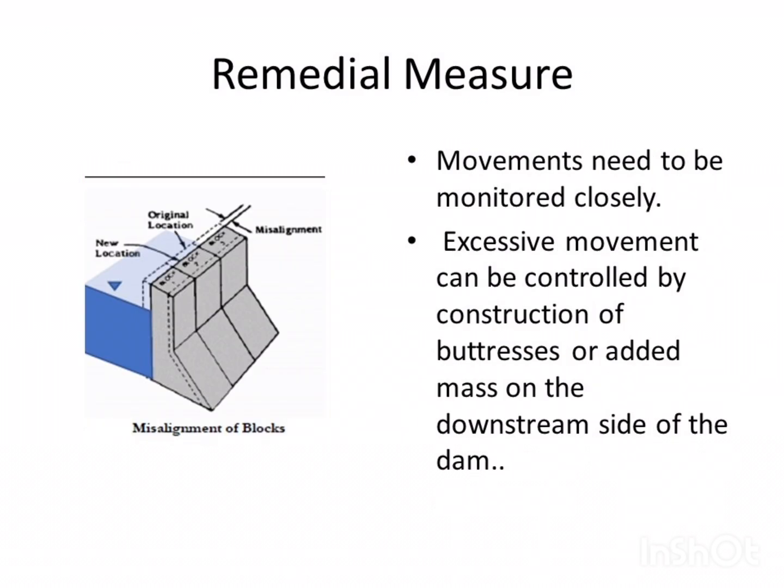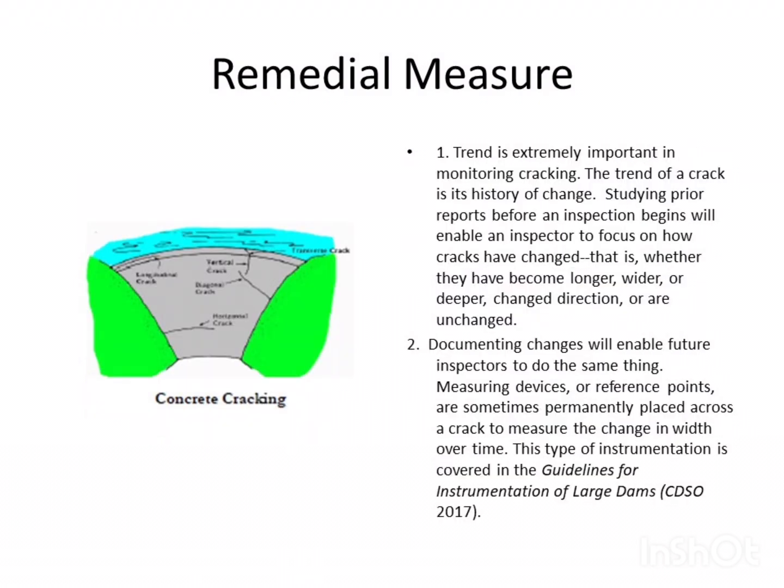Remedial measures. Movements need to be monitored closely. Excessive movement can be controlled by construction of buttresses or added mass on the downstream side of the dam. So in this case, misalignment of the blocks needs to be closely monitored. Excessive movement can be controlled by construction of buttresses or added mass on the downstream side of the dam.